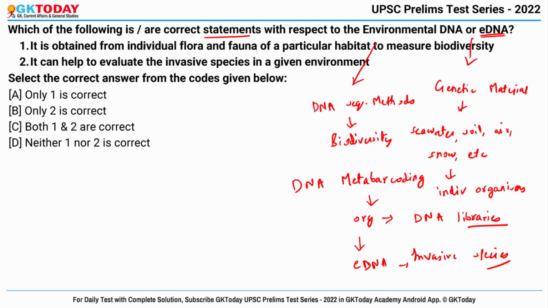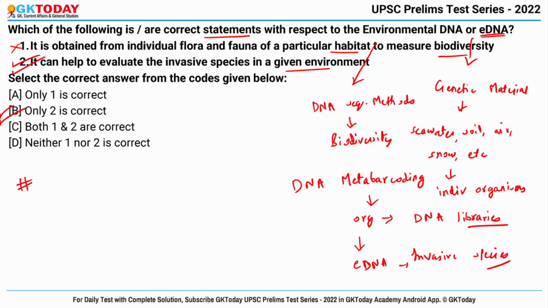It is obtained from individual flora and fauna of a particular habitat to measure the biodiversity. No, this is wrong because we take environmental samples. Okay. And second is it can help to evaluate the invasive species in a given environment. Yes, this is right, and correct answer becomes only 2.